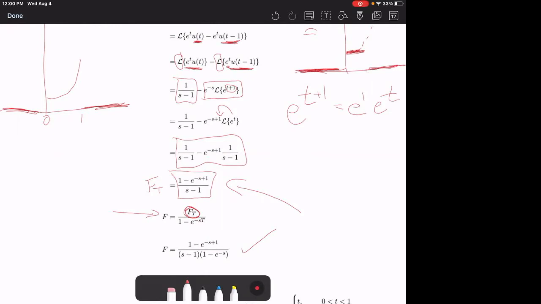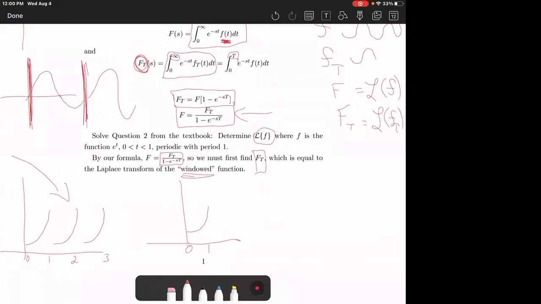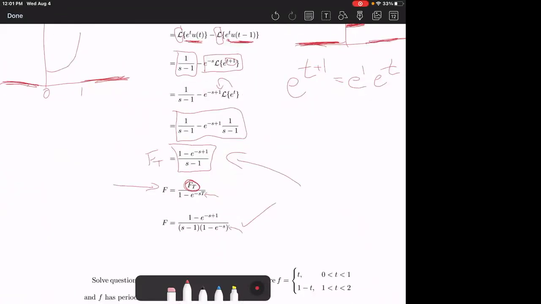Note that this T right here was stated in the problem as being equal to 1. So that's why it just cancels out here, because s times 1 is s. And we'll just scroll back up to show right here: periodic with period 1. That's your capital T value. So this is our final solution. What capital F represents is the Laplacian of this function that just keeps repeating e to the t from 0 to 1.